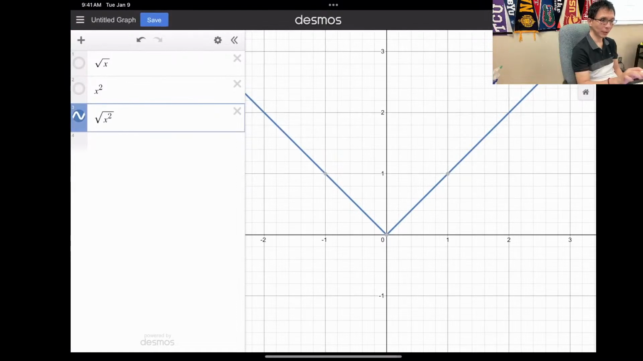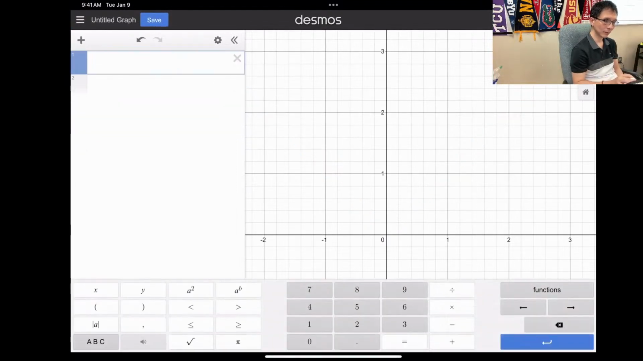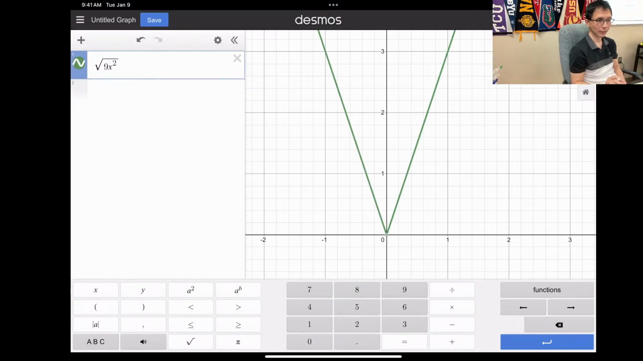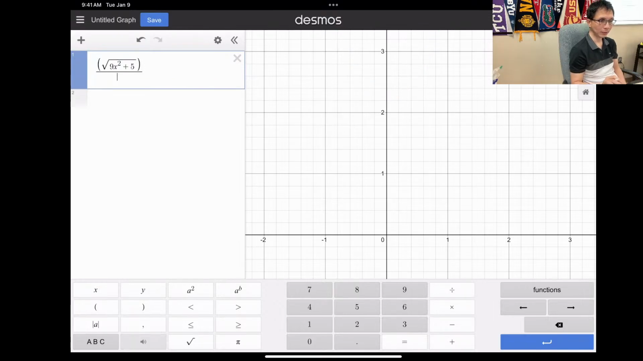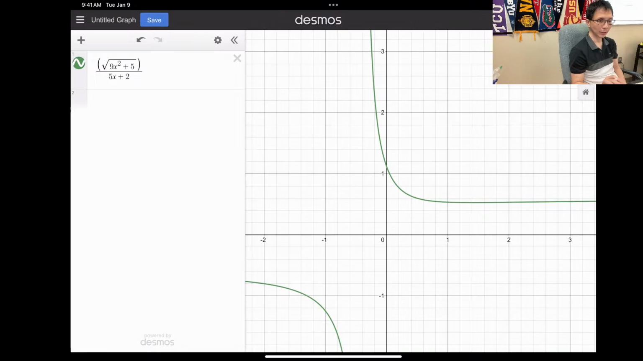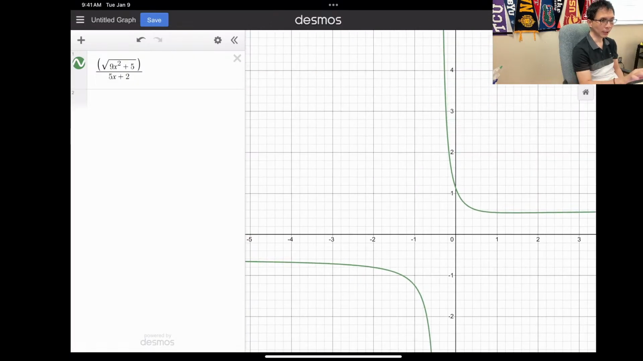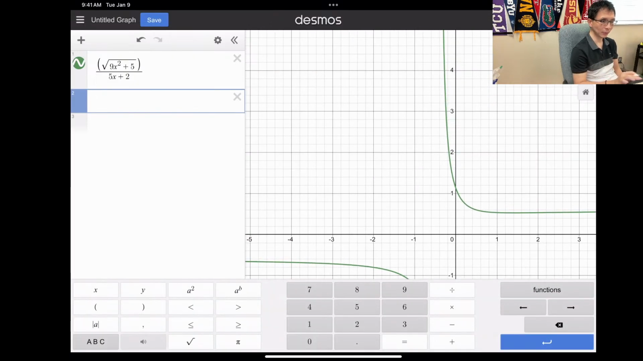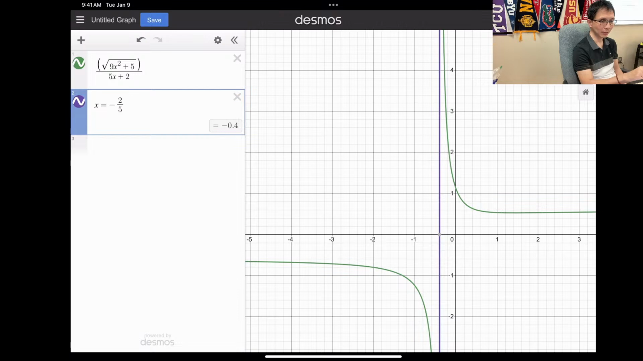Do you guys remember what the function is? What was the function? 9x squared plus 5 over 5x plus 2. Right, it looks like this. How do I find a vertical asymptote again? Bottom equals 0, so it'll be -2 over 5, right? So this is the asymptote.